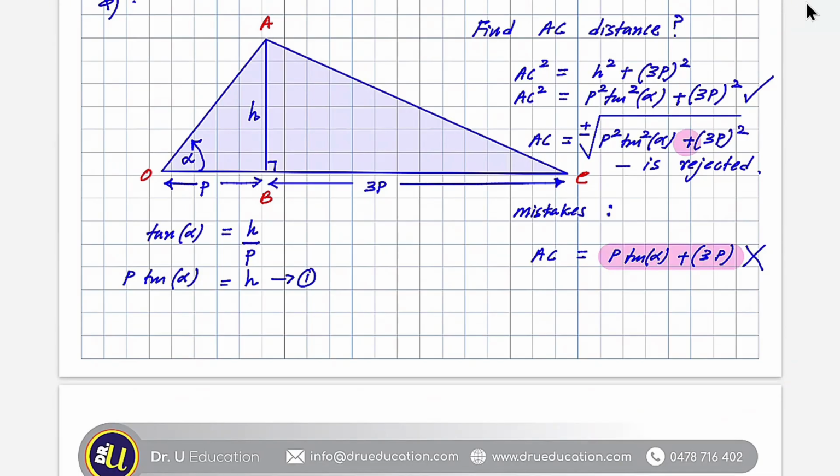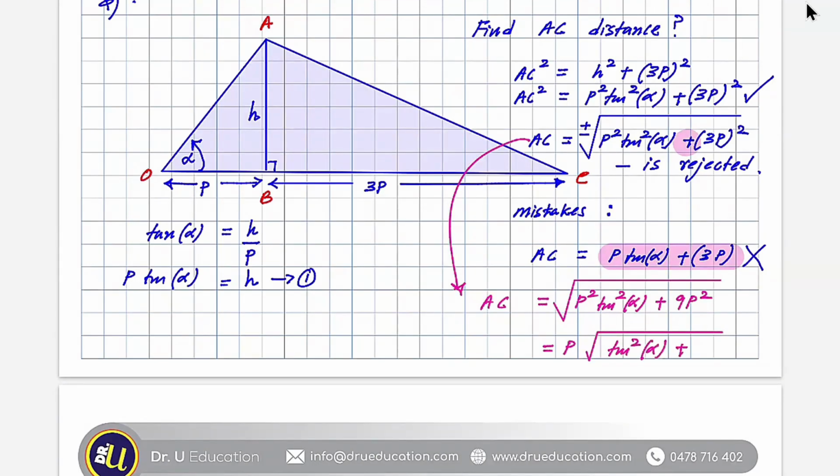Now, this AC answer, which is from here, you can simplify further, which I'm going to do. AC is equal to the square root of P squared tan squared alpha plus 9P squared. Now, P squared you can factorize. Do you know how to do that? If you factorize P squared and take it out from the square root, that would be P, and you write the square root of tan squared alpha plus 9.